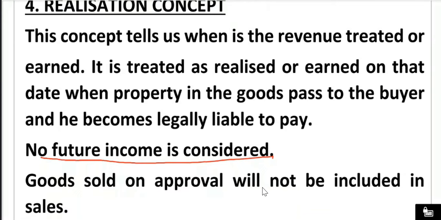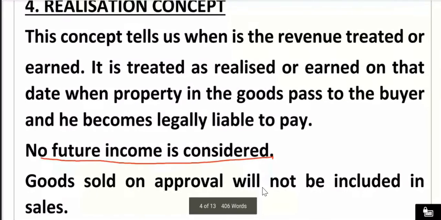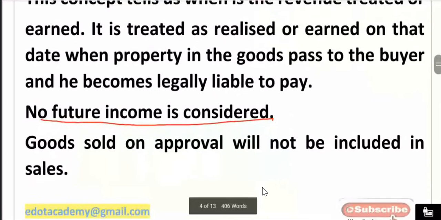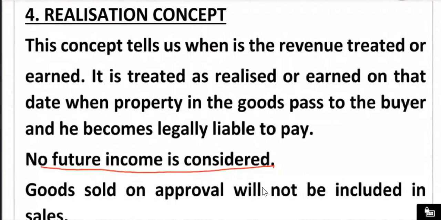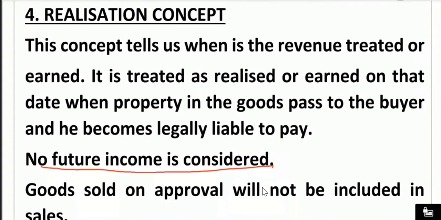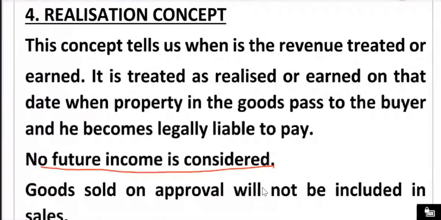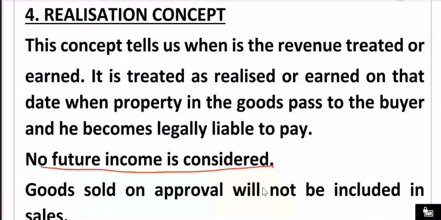So goods sold on approval will not be included in the sales. What is the meaning of realization concept? It means when things are actually realized. Let us suppose that you are running a business and you have sold something. When actual sales has happened, or legally a contract has been incurred, that means when the things have moved, then only it is called the realization concept. That is why goods sold on approval will not be included in the sales.